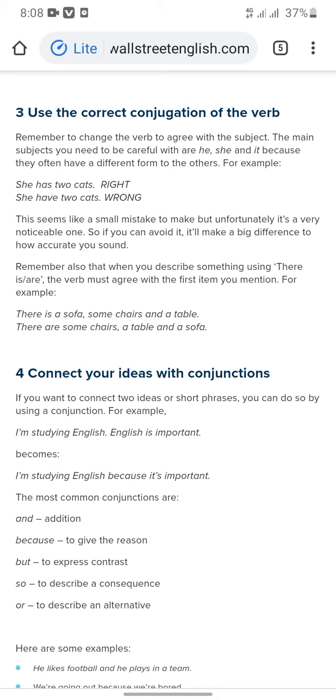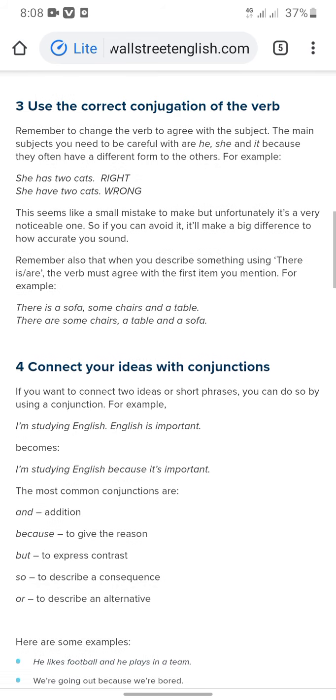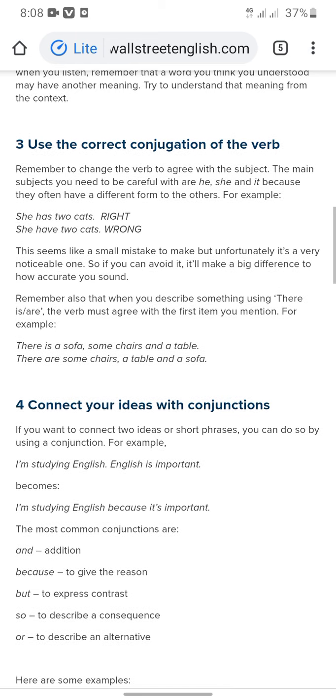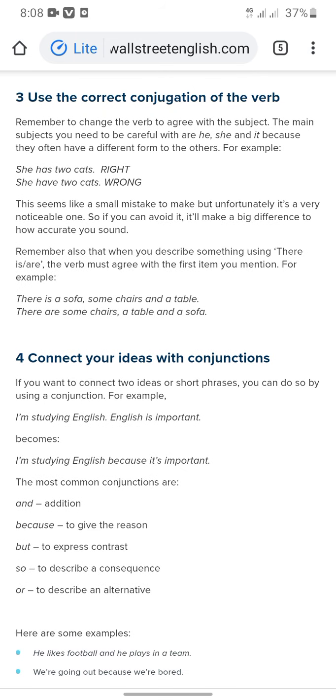So this seems like a small mistake to make, but unfortunately it is a very noticeable one. So if you can avoid it, it will make a big difference to how accurate you sound. Remember also that when you describe something using there is or there are, the verb must agree with the first item you mention. For example, there is a sofa, some chairs and a table. Here are some chairs, a table and a sofa. So these are the agreement of the verb with the subject. So this is a rule in English grammar.